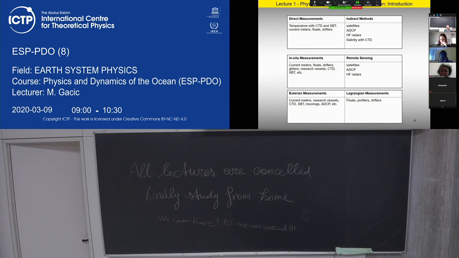On the other hand, we have the Lagrangian measurements, where we use the floats, profilers, and drifters, which are following the flow. So in that case, first of all we are able to measure the velocity. We can measure all different kinds of parameters: temperature, salinity, chlorophyll, whatever you decide to put on these three types of platforms. Or we can also do measurements with meteorological sensors.